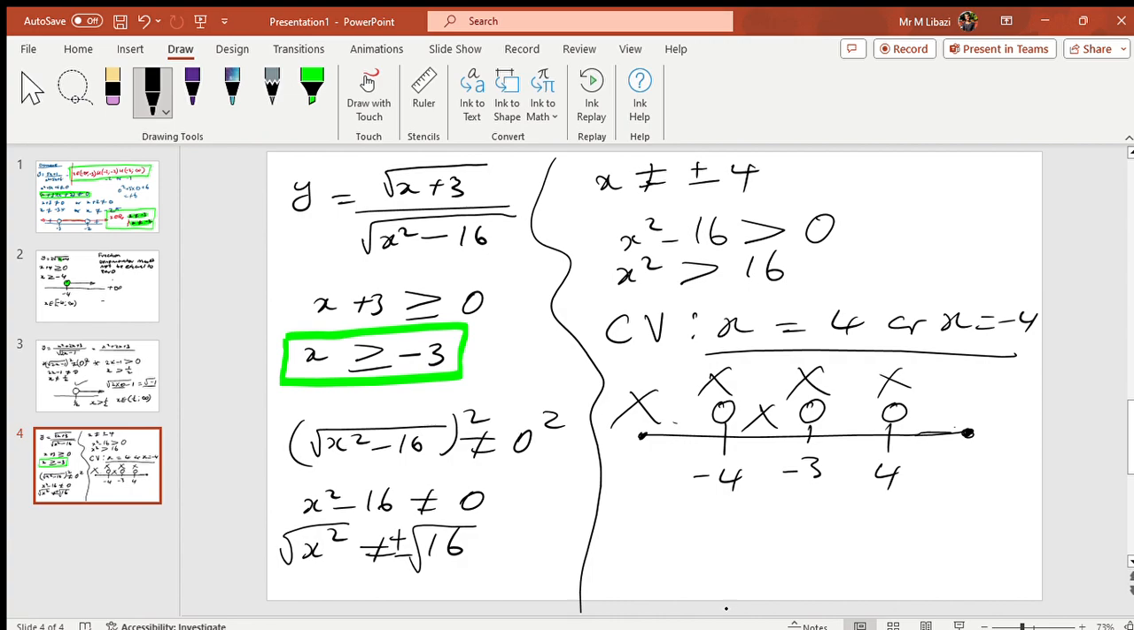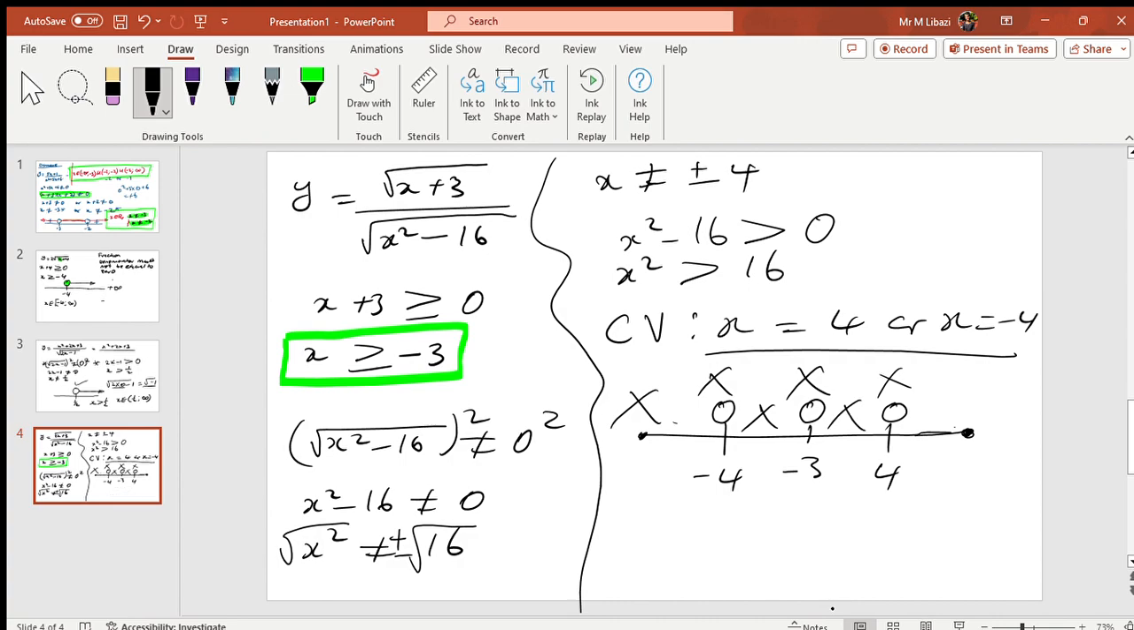Now we go between negative 3 and 4. We can substitute 0 there, since 0 is between negative 3 and 4. If we substitute, we have 0 plus 3 in the numerator, which is accepted, and in the denominator 0 minus 16. And 0 minus 16 is negative 16, so that will not be accepted. So we also do not have any number here.